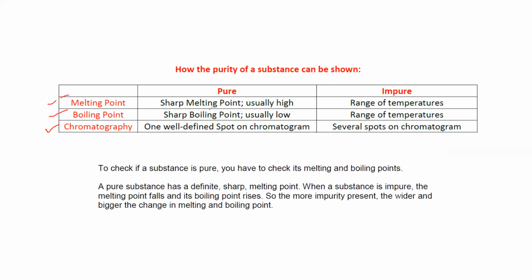If it is a pure substance, it will have a sharp melting point. If it is an impure substance, it will have a range of melting point. If it is a pure substance, it will have a sharp boiling point, and if it is impure, it will have a range of boiling point. A range of boiling point means it can boil at different temperatures. Normally, when a substance is impure, the melting point will decrease and the boiling point will increase. In chromatography, we will have several spots, so we can identify that the substance is impure.